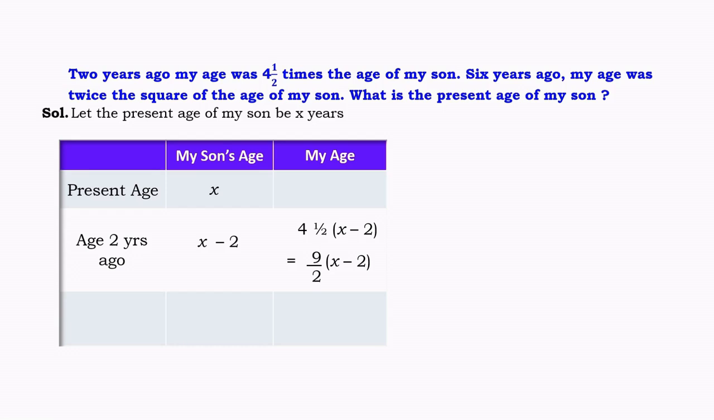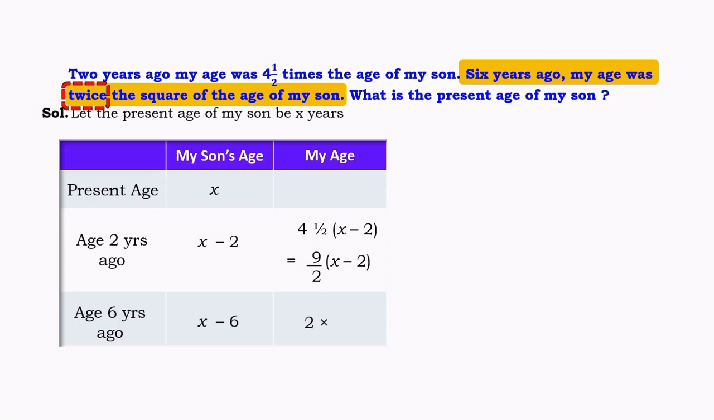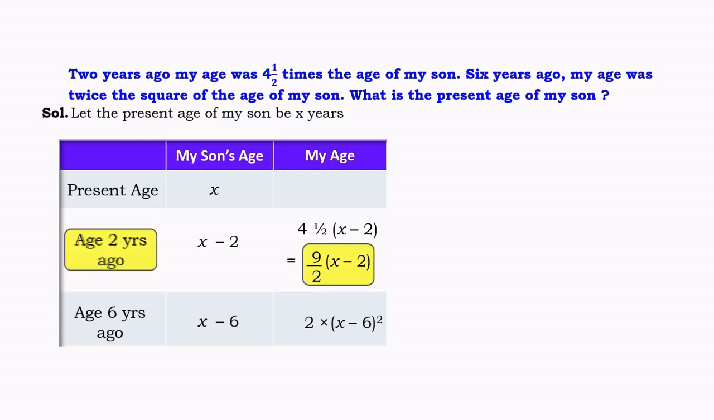To find the father's present age, we add 2 years. So, the father's present age becomes 9 by 2 multiplied by x minus 2, plus 2. Now let us use the second condition.